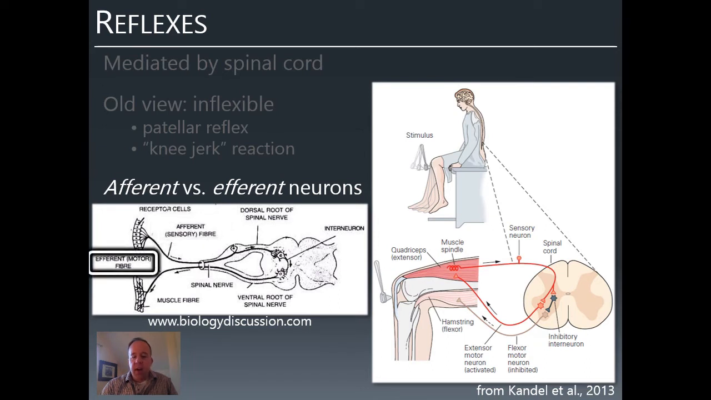The opposite is efferent, sometimes pronounced efferent. I'll say efferent. And this is the opposite. It carries information away from the central nervous system. So the neurons that connect to muscles in our reflex example are efferent neurons. So it's important to know that distinction.